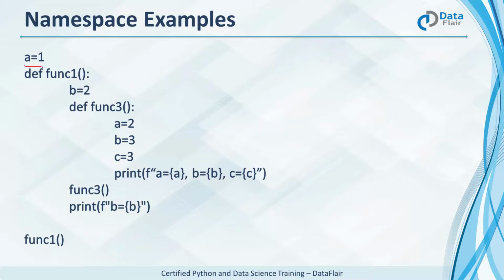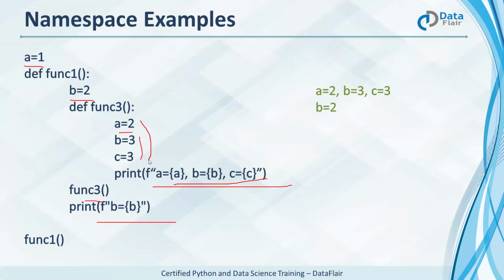In this one, A is 1. Function func1 sets B to 2 and defines function func3. In this, A is 2, B and C are 3. It prints their values. Func1 calls up func3 and also prints the value of B. Let's call up func1. A, B and C are 2, 3 and 3. And then outside of the function func3, B is 2. Globally now, if we print A, it prints 1.